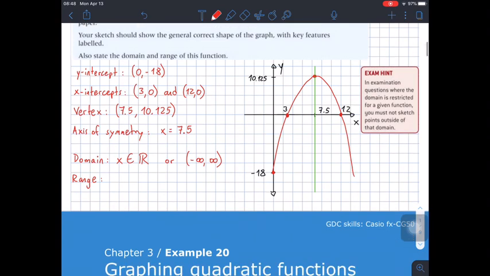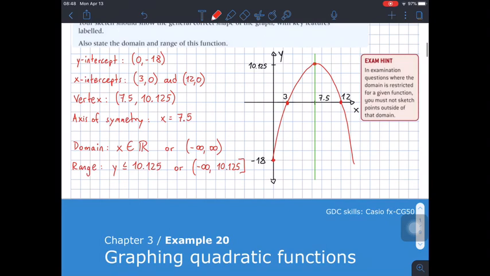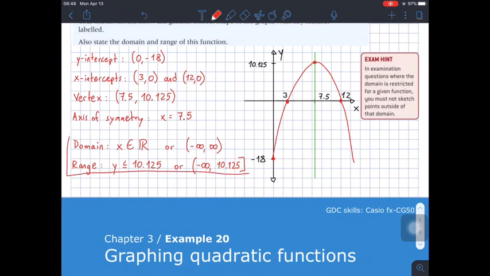So the range would be, we could say it in two ways. The first one is y is less than or equal to 10.125, or we could say parenthesis, negative infinity to 10.125 bracket. Okay, these are the two ways of identifying domain and range. So this is our answer. Okay, so I hope you could understand this.